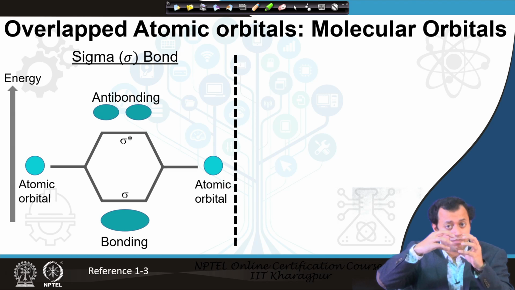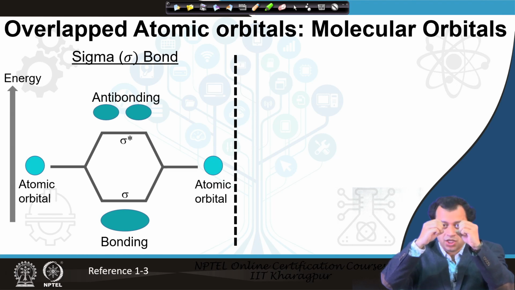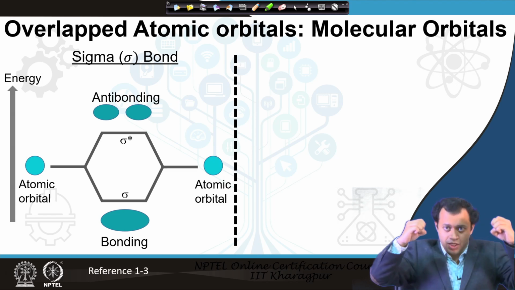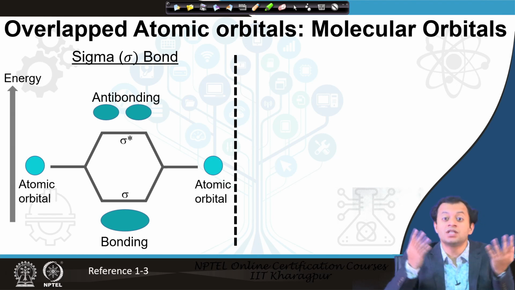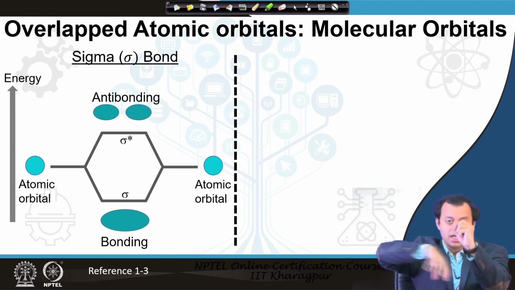It may also happen the opposite way, where the electron of this and the electron of this have repelled each other, the nucleus of this and the nucleus of this have repelled each other, and they are apart from one another. That is your anti-bonding, where the overall energy has increased. Why? Because the length has reduced. Previously, the electron was more or less around this area.